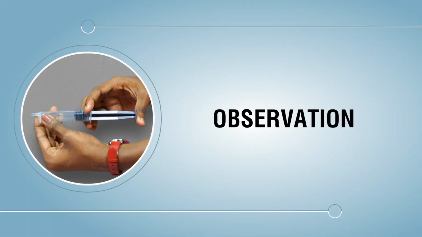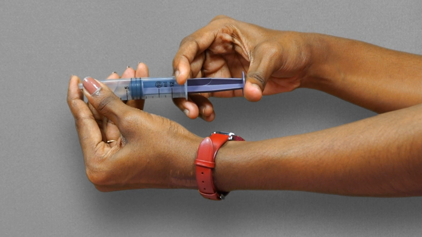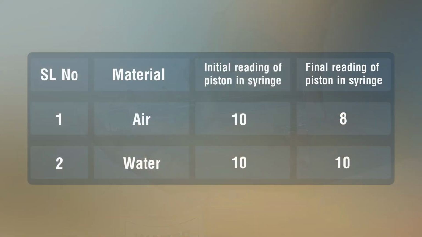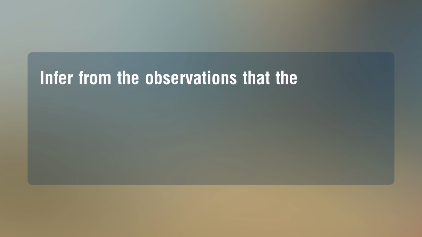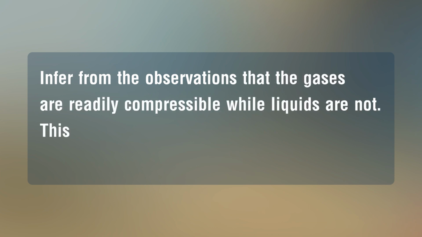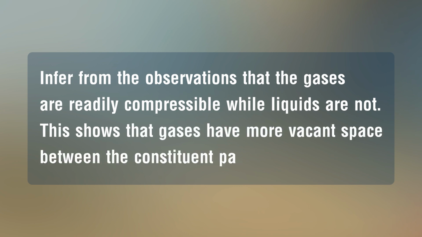Observation: the syringe with air is much easier to push in than the syringe with water. Infer from the observations that gases are readily compressible while liquids are not. Results and discussion: infer from the observations that gases are readily compressible while liquids are not. This shows that gases have more vacant space between the constituent particles.